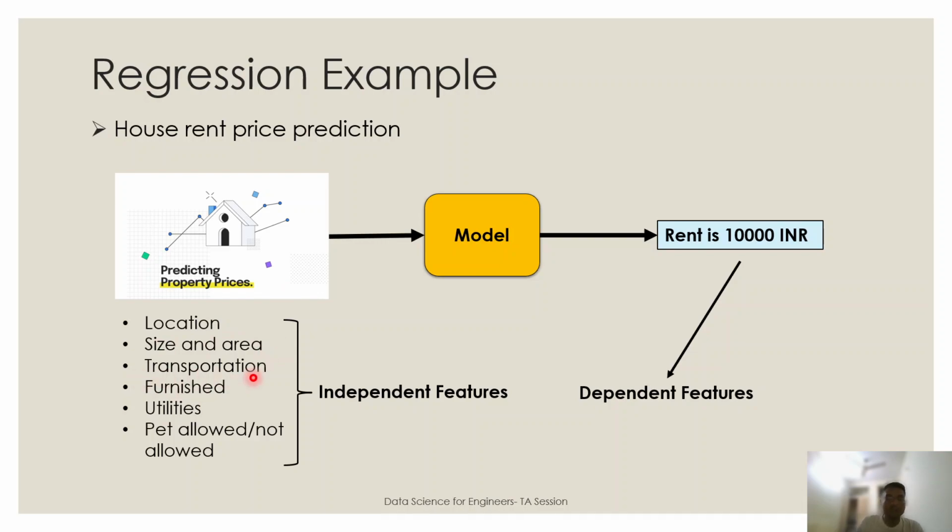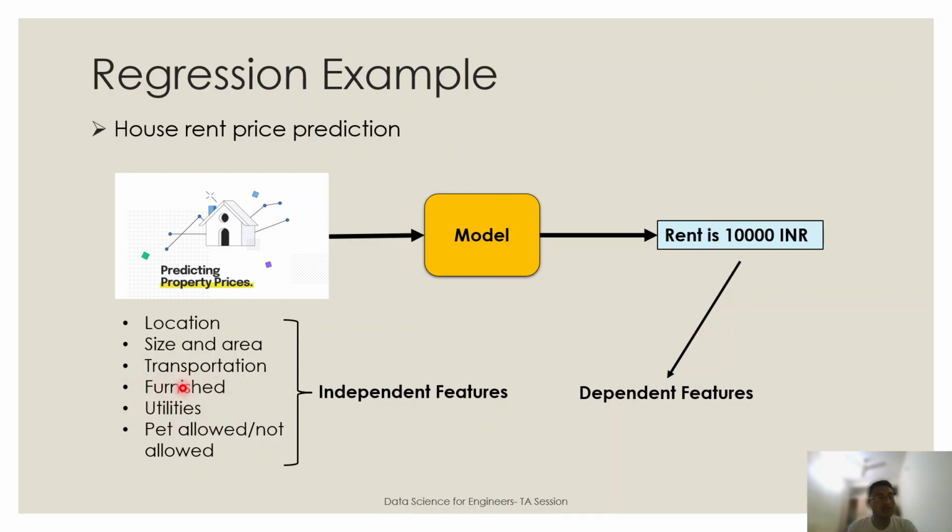Transportation means how far my house is from the metro or the bus station. That is very important, because in a city like Bangalore, if you want to travel by four-wheeler, it becomes very difficult if you're stuck in traffic. So it's important how far the bus stand or metro station is from your house. If your house is very near to the metro, then the cost of the house increases, because you can save your time, and time is money.